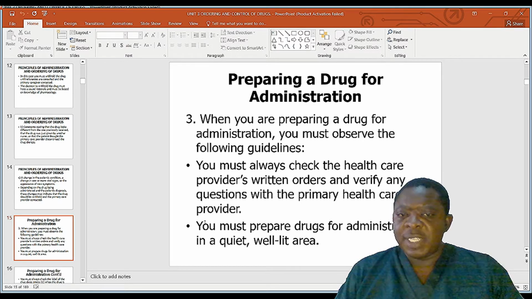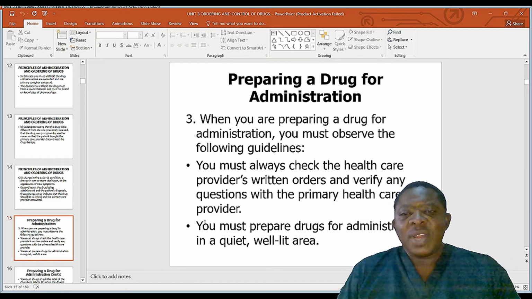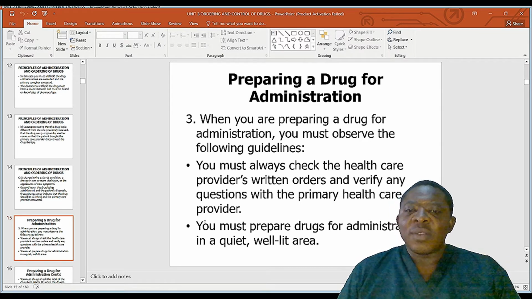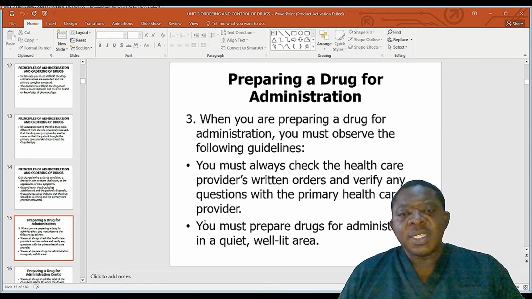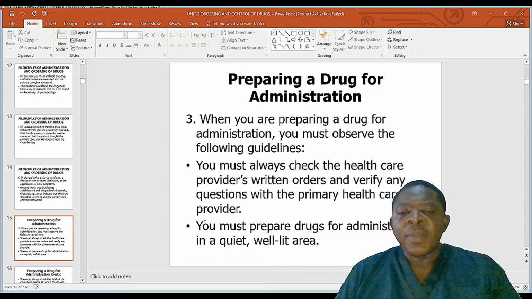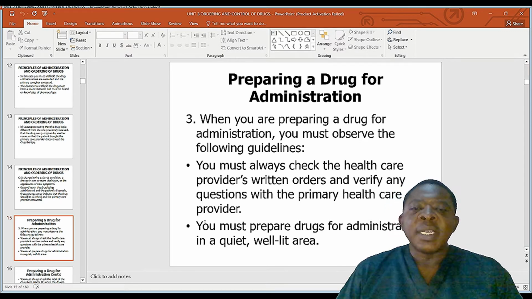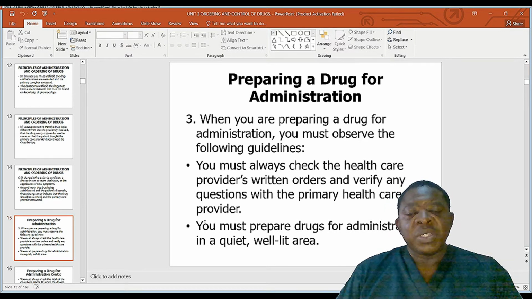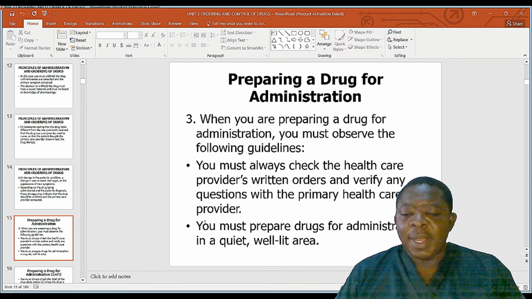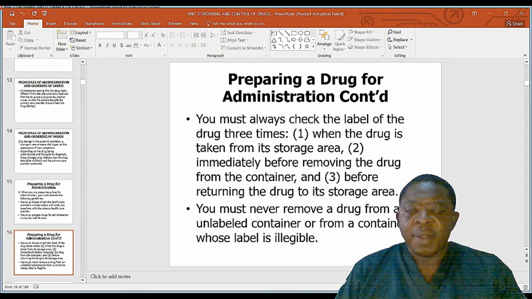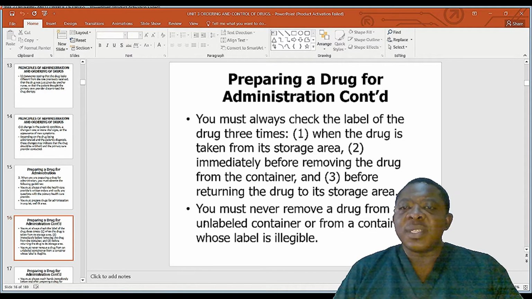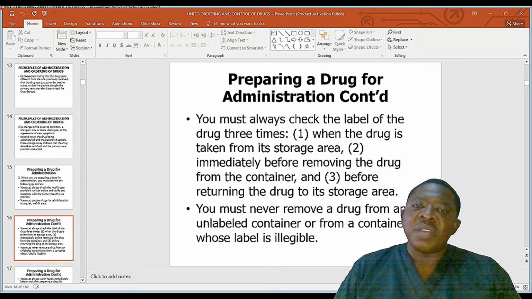for the patient. You must prepare the drugs for administration in a well lit area for you to read the instructions easily, for you to read the dosages easily and not miss out any point. In a quiet room so that you are not disturbed by external factors within the environment that may bring about an error. You must always check the label of the drug 3 times.